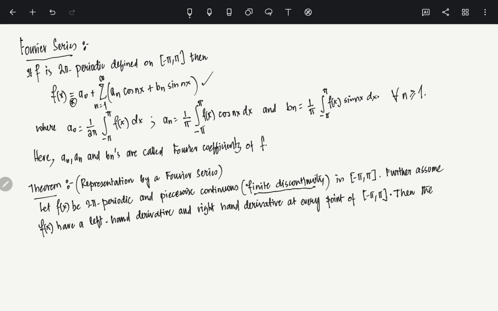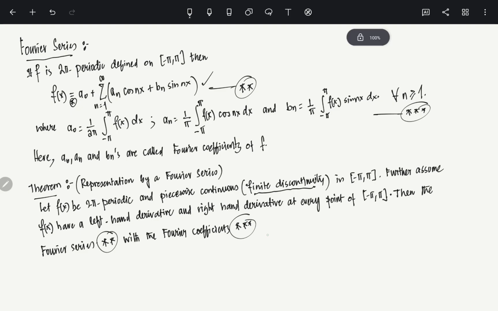Then the Fourier series. Which is the Fourier series? This one. Let's just call it double star. The Fourier series double star, and the coefficients, let's call them triple star. These are the Fourier coefficients. So basically, the series is double star and the coefficients are given by triple star. The Fourier series double star converges.